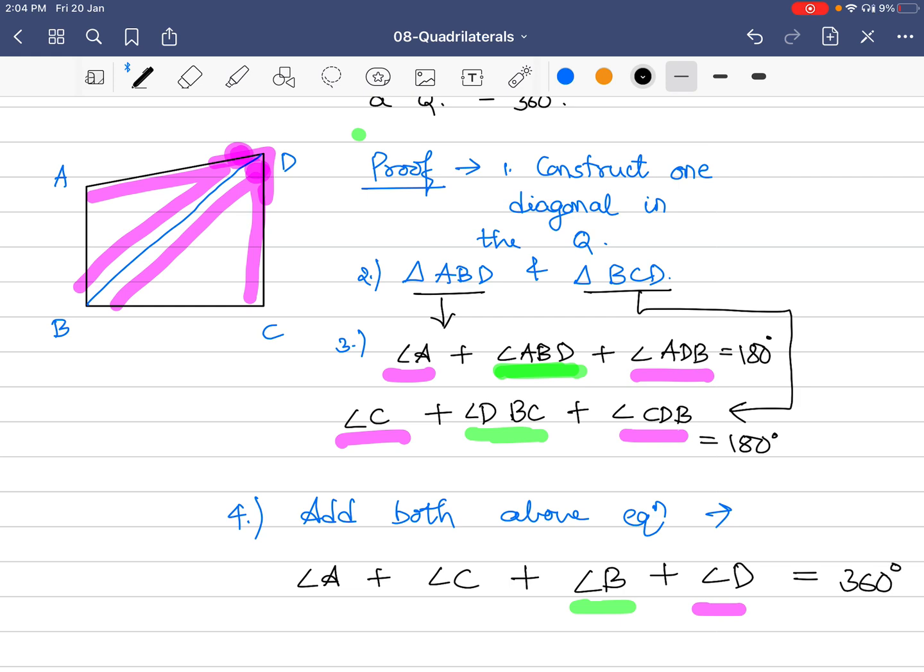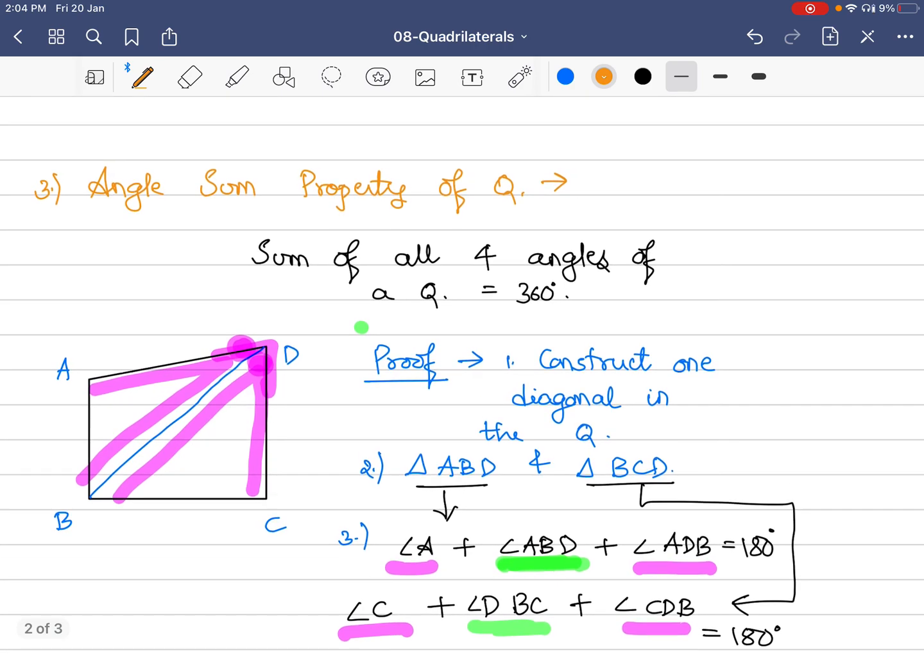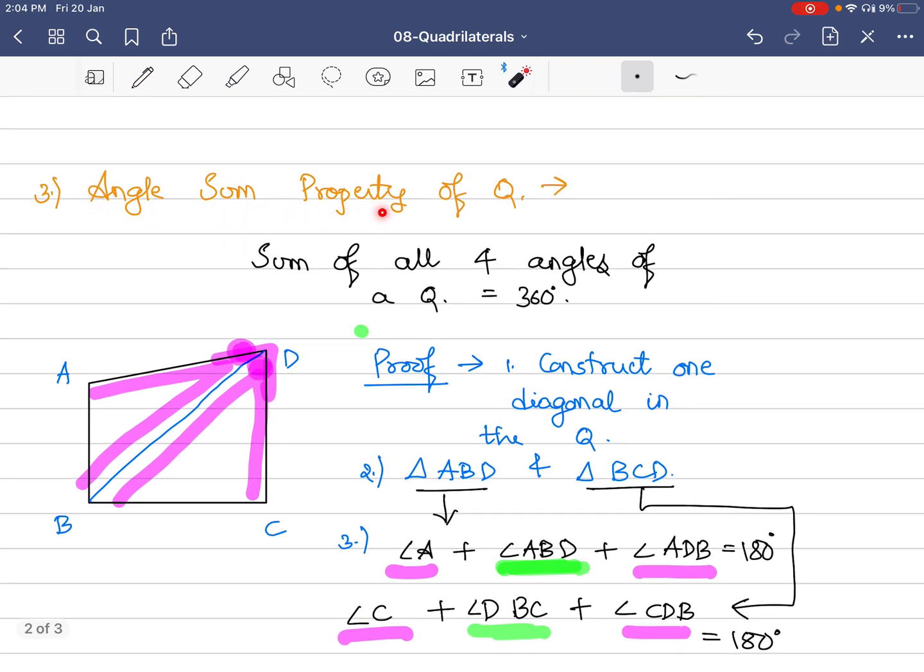Okay. And thus, let me box this important equation that we have got: angle A plus B plus C plus D, that whole summation, is equal to 360 degrees. And thus we have proved this angle sum property of a quadrilateral, that the sum of all four angles is equal to 360 degrees.